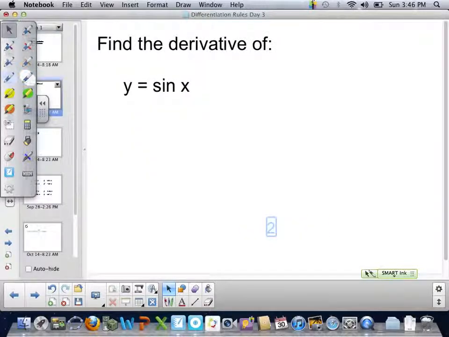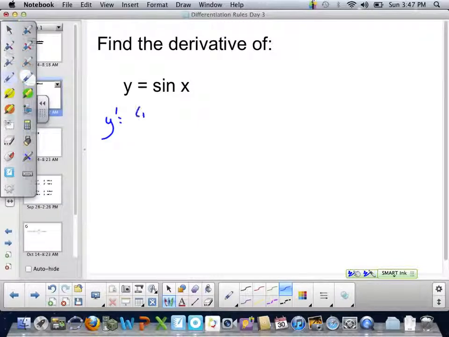Starting with sine. Now remember the limit definition of derivative. Y prime equals the limit as delta x approaches 0 of f of x plus delta x minus f of x all over delta x. We're going to use that to find our derivative of sine. Once we find it, let's remember it because we don't want to use the limit definition every time.